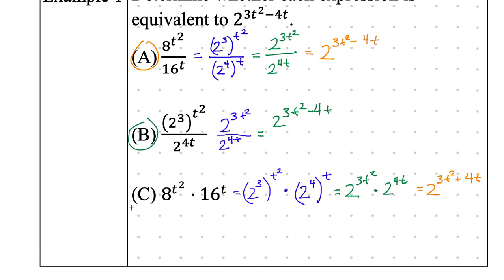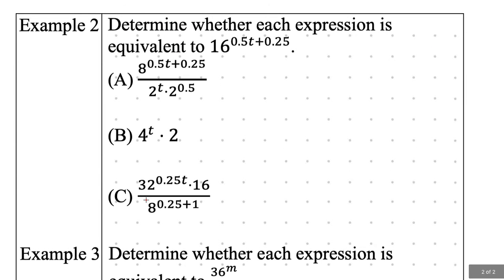So that one I'm going to say no, that is not an equivalent form. Let's try 2 more examples. So example number 2, determine whether these expressions are equivalent to that beast. Okay, so I'm going to, again, try to turn everything into exponential form.